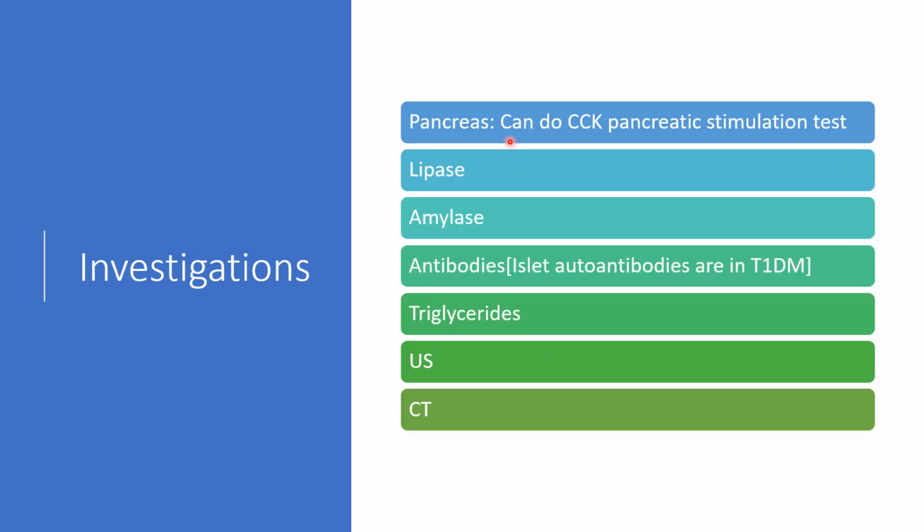The pancreas. What can we do with the pancreas? Well, you can do a cholecystokinin pancreatic stimulation test. That would be a different topic for another day. But you can quickly go through lipase, amylase, and antibodies. Particularly, islet antibodies are pointing to type 1 diabetes mellitus. Triglycerides too, because I've told you, acute pancreatitis and triglycerides are related. In fact, I have a separate full presentation on that on my channel. You can have ultrasound or CT scan to know what is happening to the pancreas.